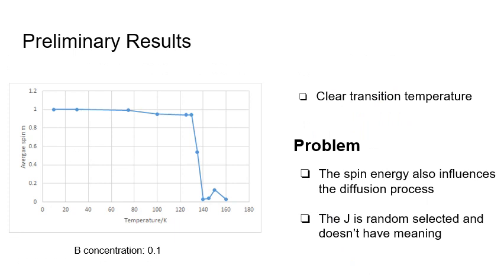This time, we keep the B concentration at 0.1 and change the temperature of the system. From this figure, we can see that there is a clear transition temperature for average spin changing. However, there are some problems with our assumption. First of all, the spin energy also influences the diffusion process, and we cannot separate them.